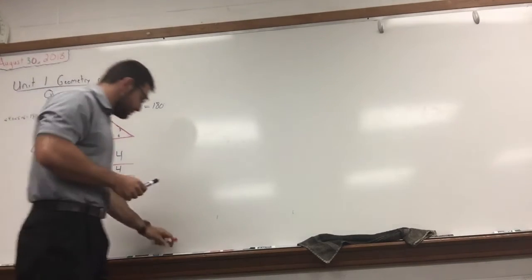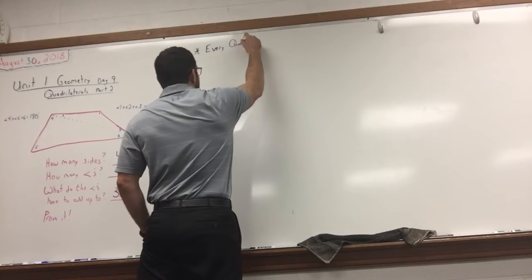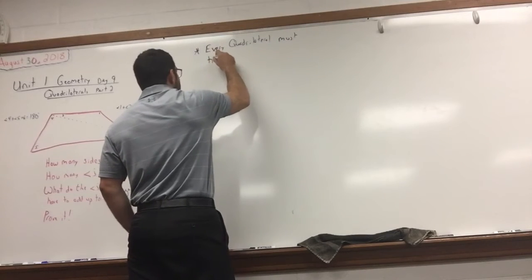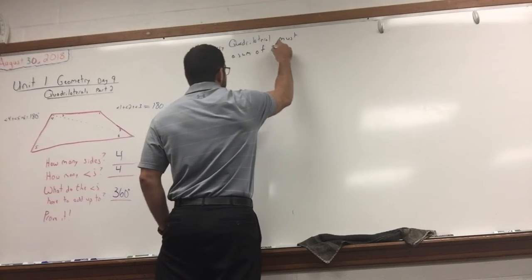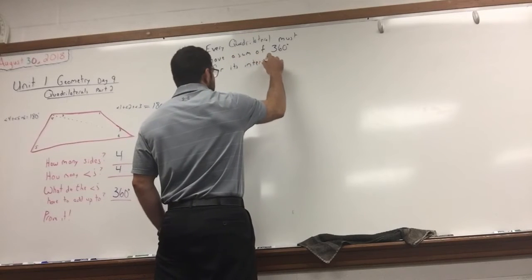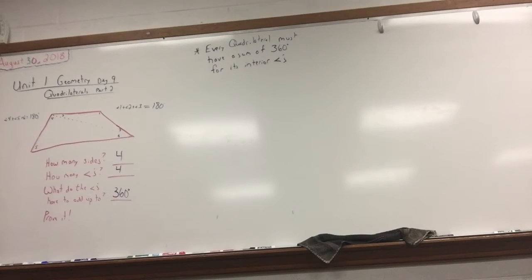Every quadrilateral. So here's our first thing. Every quadrilateral must have a sum of 360 degrees for its interior angles. Every quadrilateral must have a sum of 360 degrees for its interior angles. With me? So it doesn't matter what shape we have, all four angles are going to have to add up together to be 360 degrees.